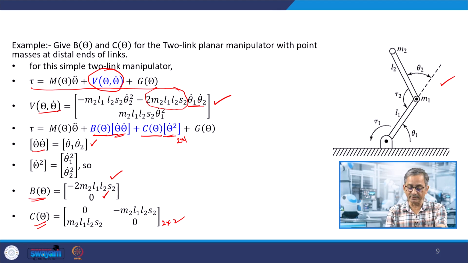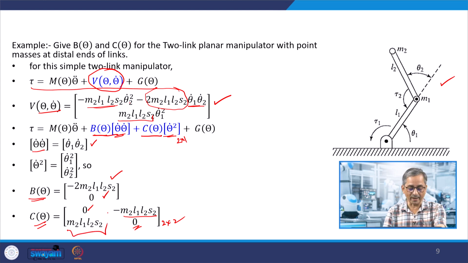We do not have any theta 1 dot square, so I put it at 0. Theta 2 dot square term is this one, so I put it over here. In the second row I do not have theta 2 dot square term, so I put 0 here, but I have theta 1 dot square term, this one. So, I put it like this.